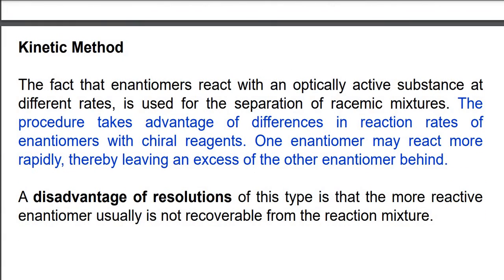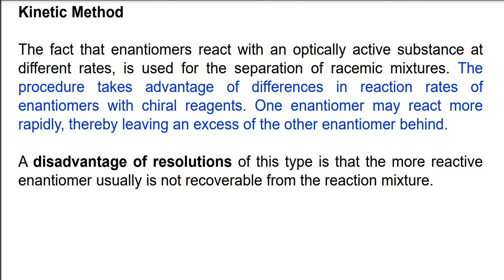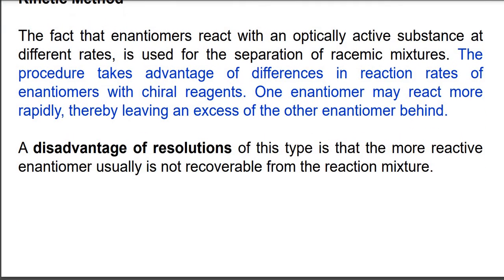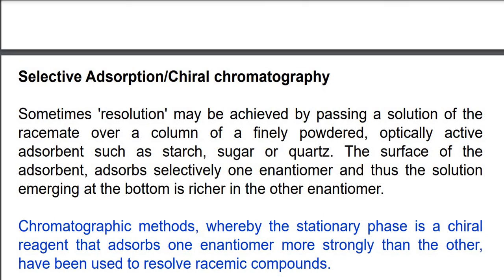Now the kinetic method. The fact that enantiomers react with an optically active substance at different rates is used for separation of a racemic mixture. The procedure takes advantage of the different activation energies of the enantiomers with the chiral reagent. One enantiomer may react more rapidly, thereby leaving an excess of the other enantiomer behind. A disadvantage of resolution of this type is that the more reactive enantiomer usually is not recoverable from the reaction mixture. So, my friends, selective adsorption and chiral chromatography are also important.